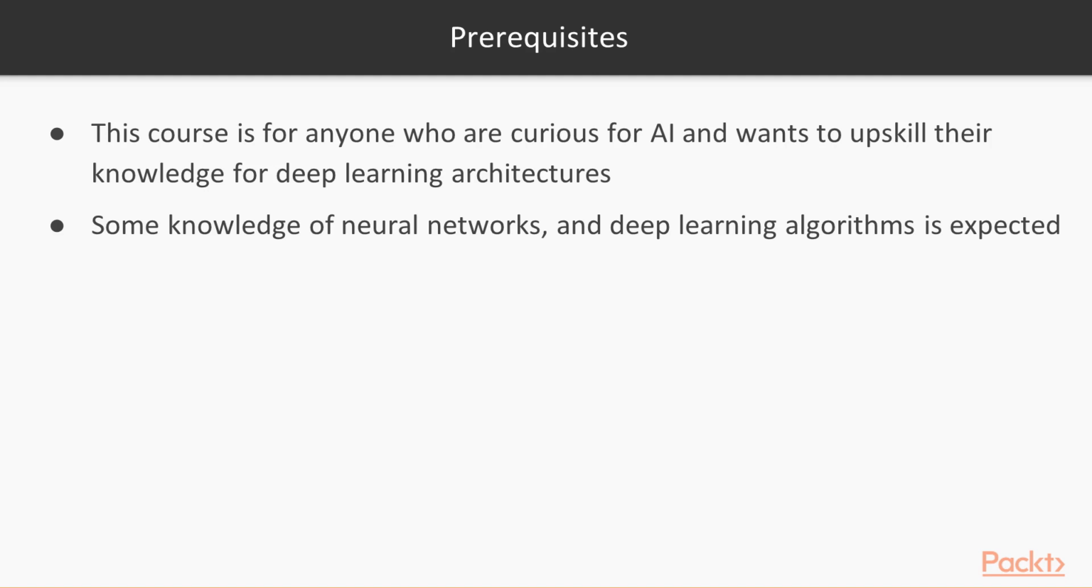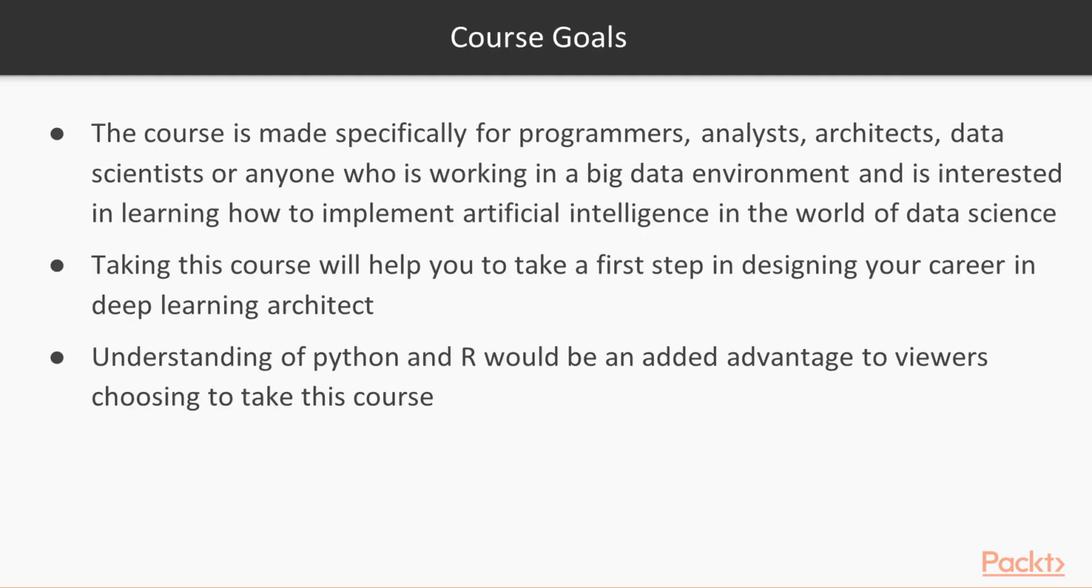The prerequisites. This course is for anyone who is curious about AI and wants to upskill their knowledge of deep learning architecture. Some knowledge of neural networks and deep learning algorithms is expected. Goals. The course is made specifically for programmers, analysts, architects, data scientists, or anyone who is working in a big data environment or AI and is interested in learning how to implement AI in the world of data science. Taking this course will help you to take a first step in designing your career in deep learning architecture. Understanding of Python and R would be an added advantage to viewers choosing to take this course. Let's begin.